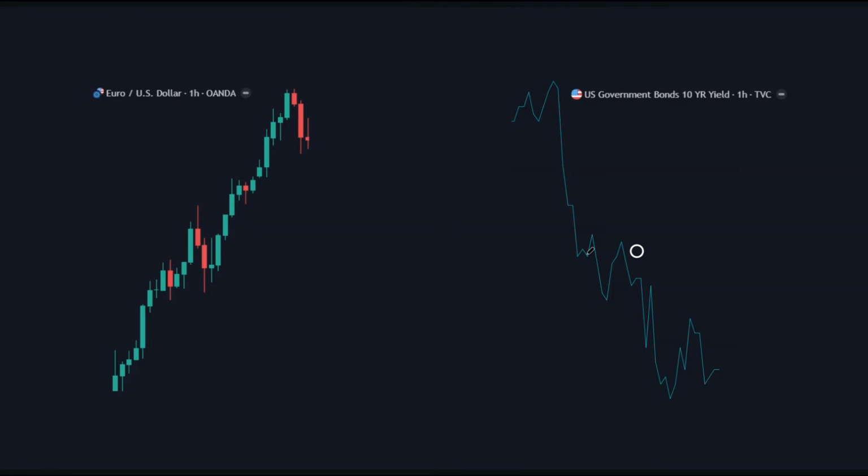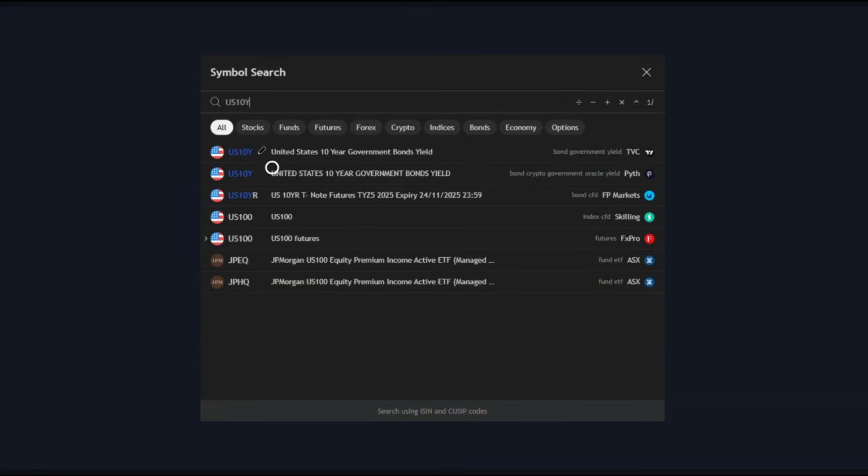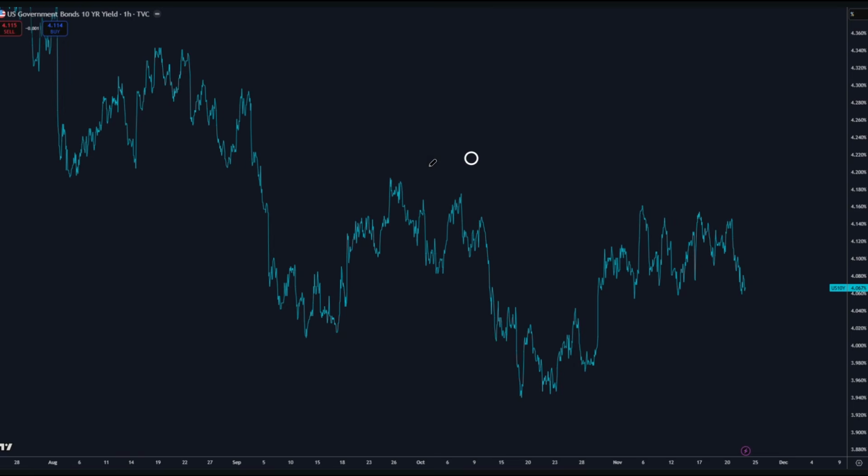Let's get practical immediately. I don't want to bore you with any theory here. On TradingView, just type US 10-year yield, and it's the first result that comes up. United States 10-year government bond yields. This is the 10-year yield for the United States. Now, why do we care about this boring looking line graph? Because this chart represents the smart money sentiment. It represents the true sentiment of what you would call smart money. The people that actually know what they're doing.